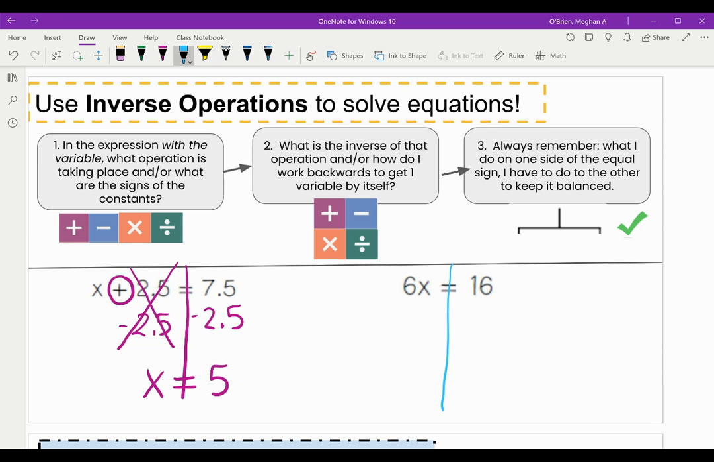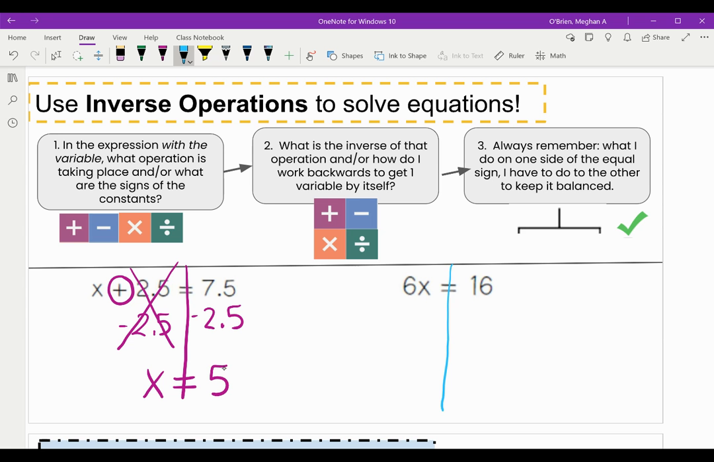Okay, let's try this one. I'm going to draw my little line, balanced hanger. Okay, let me think about this. 6 groups of X. Okay, 6X. They're side by side. That means they're being multiplied together. So I have to unravel that, undo that. And step two, the opposite, the inverse of multiplication is division.